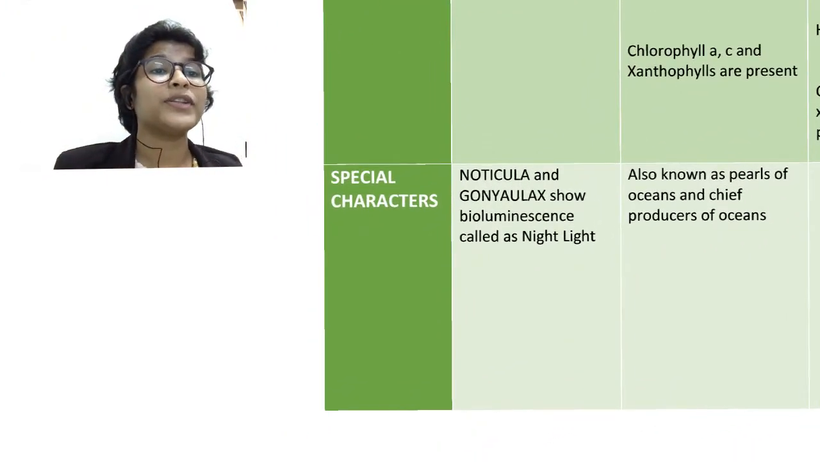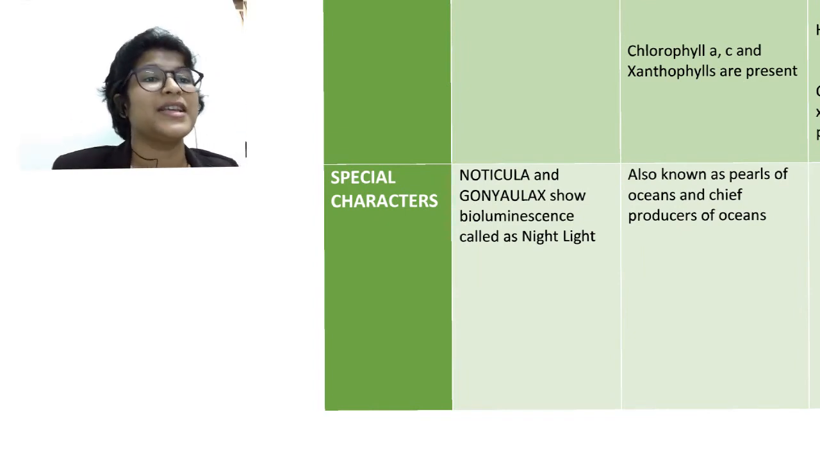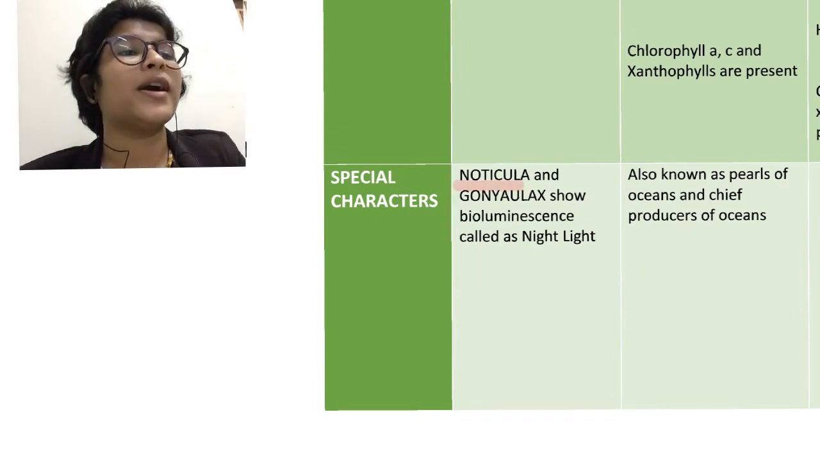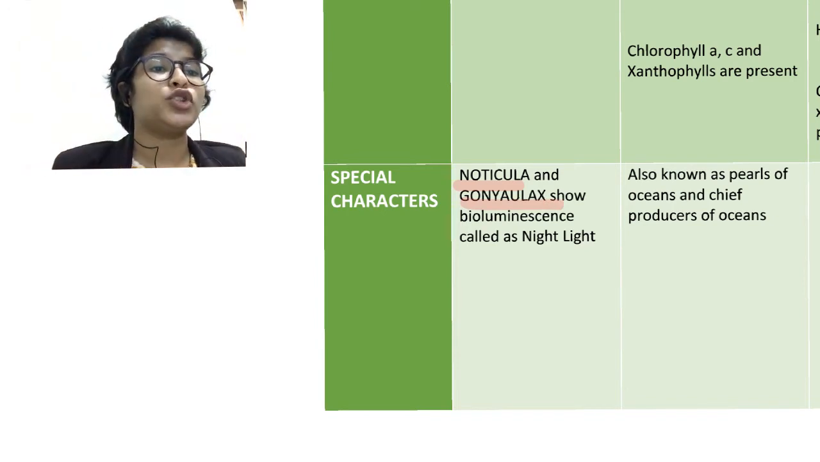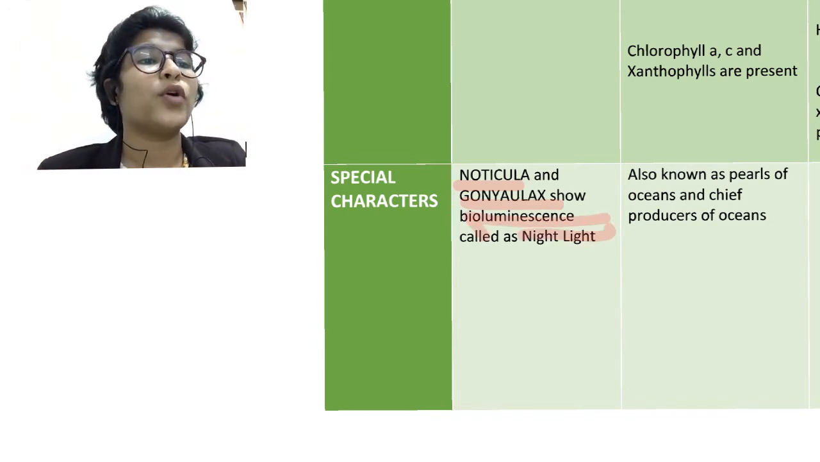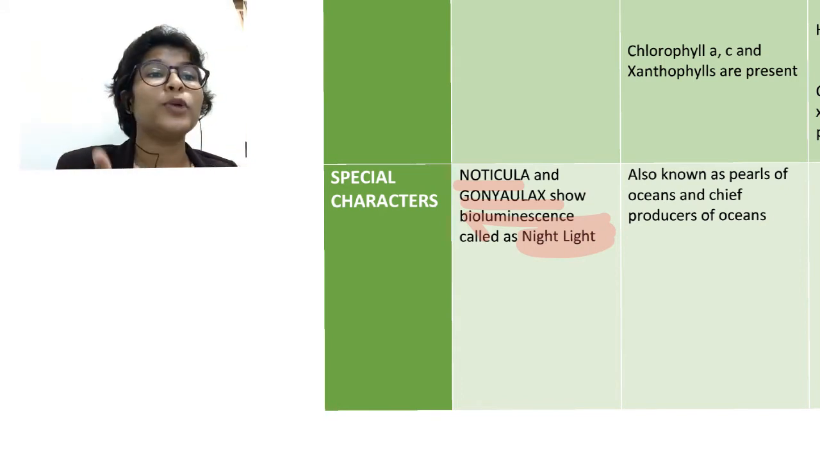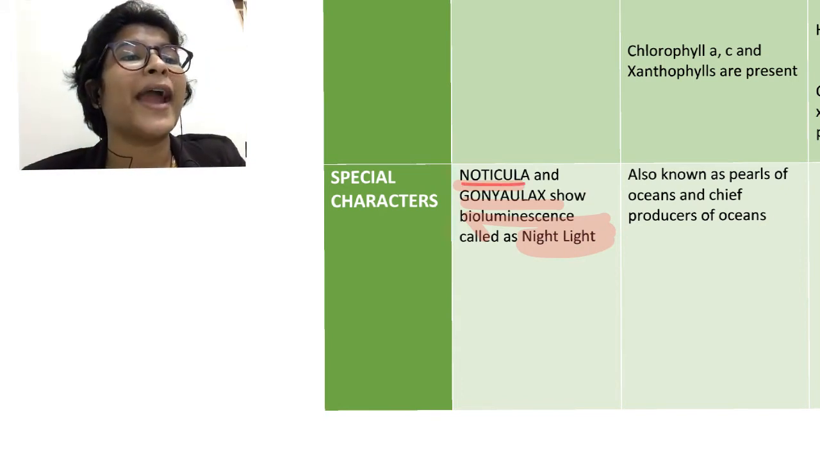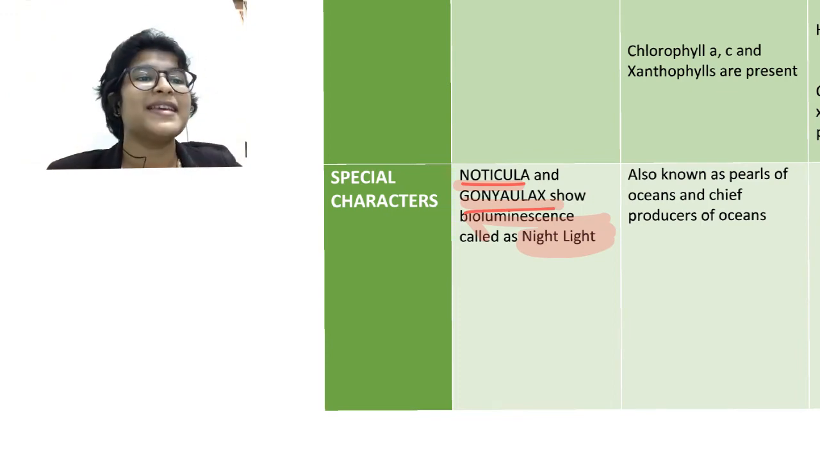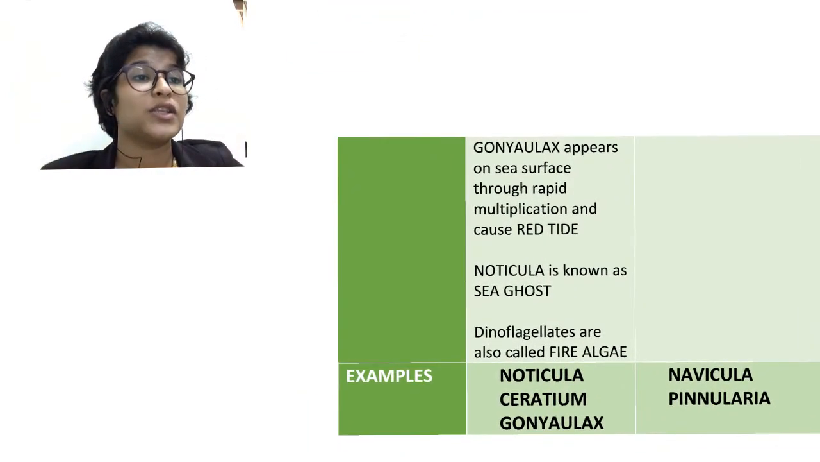Next, we will talk about the special characteristics of this. We have Noctiluca and Gonyaulax. These show bioluminescence, therefore called night lights. ठीक है, which are the two which show bioluminescence? Noctiluca and Gonyaulax. Okay, going on to the next characters.